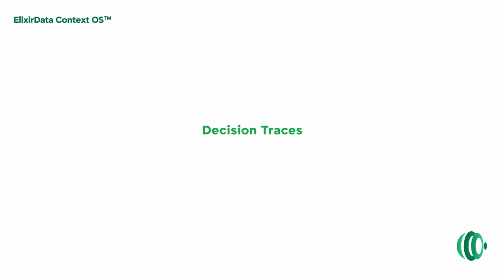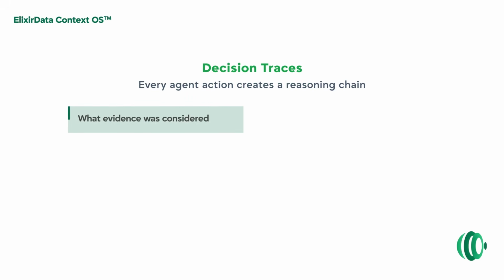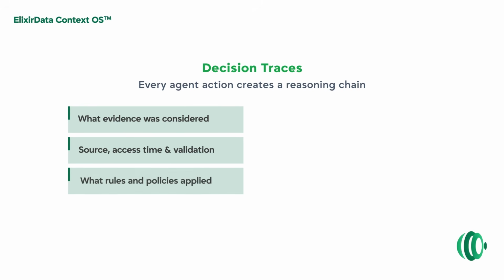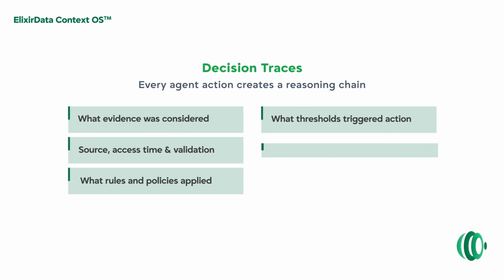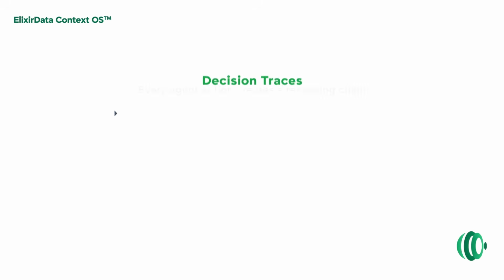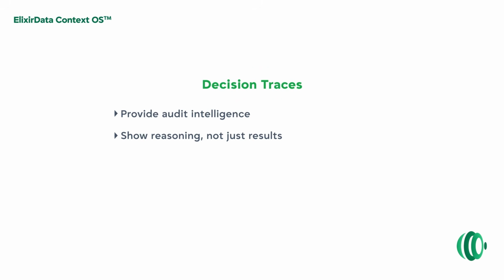Decision traces. Every agent action creates a reasoning chain. What evidence was considered? Where it came from, when it was accessed, how it was validated. What rules and policies governed the decision? What thresholds triggered action? What alternatives were considered? Decision traces provide audit intelligence. When regulators ask why, you show reasoning, not just results. Decision traces turn governance into a learning system.